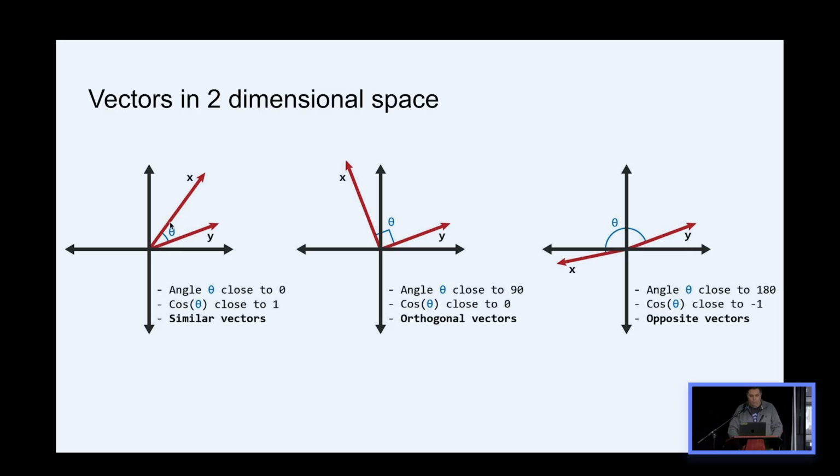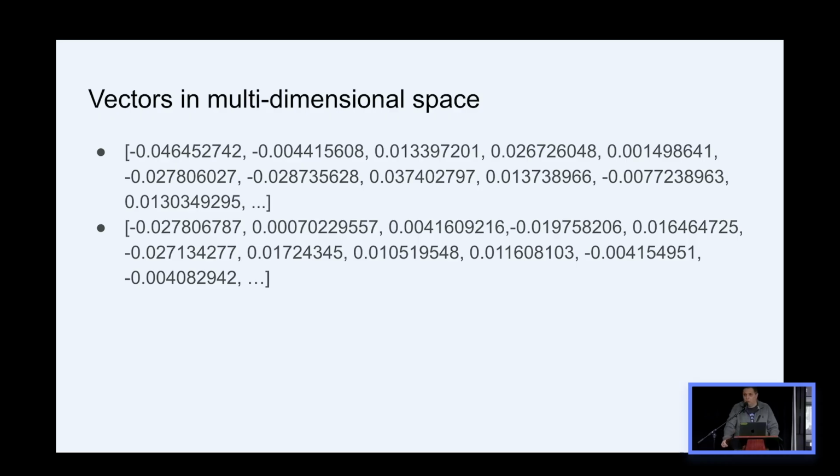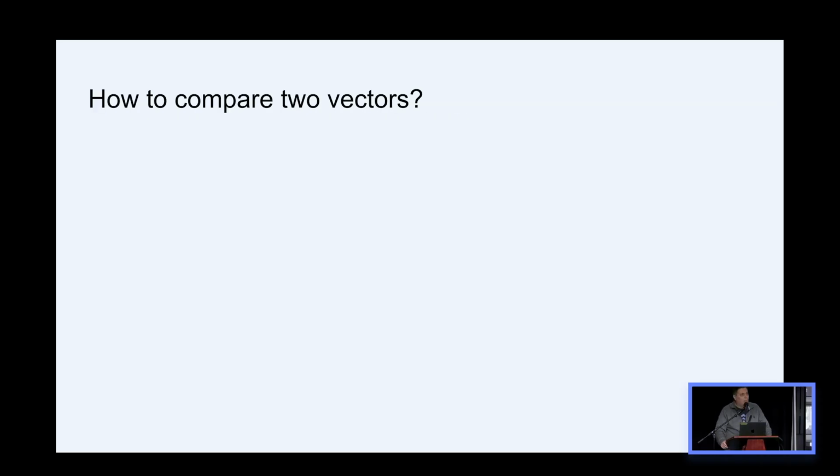You'll see here on the left two vectors pointing in similar direction and of comparable magnitude. In the middle, we have the same vectors, but now they are orthogonal to each other. So that we can see that they are less similar. And on the right, we have them pointing in opposite directions. Well, in reality, we don't have two dimensions. We're going to have hundreds or thousands of dimensions, and vectors will look like this. So we have to go through them and compare two vectors to each other. How do we do that?